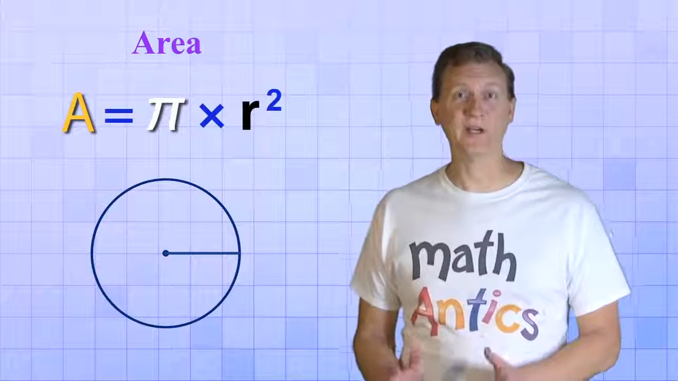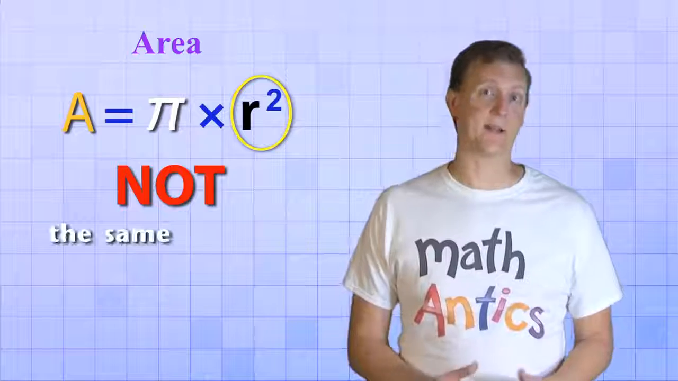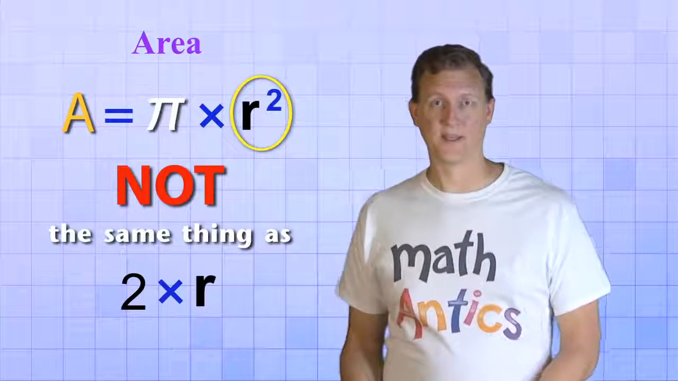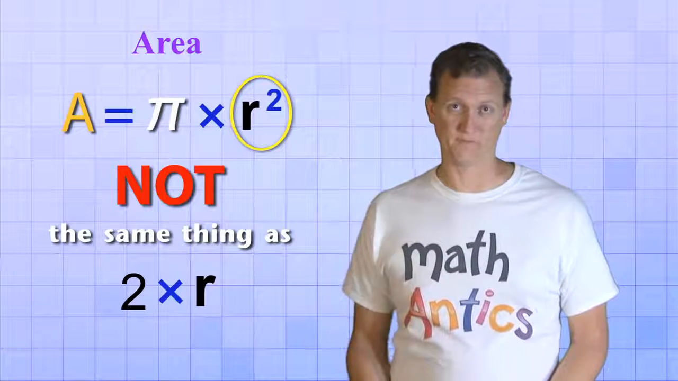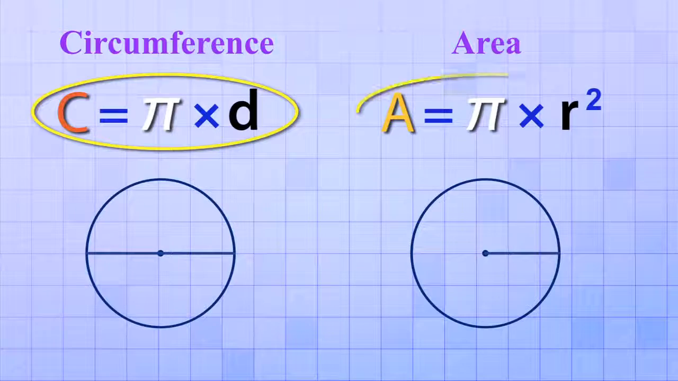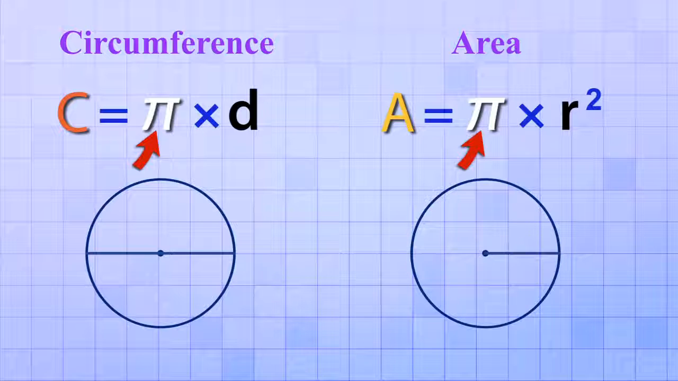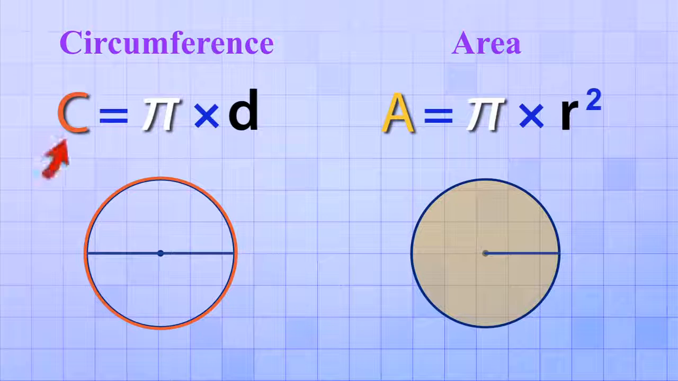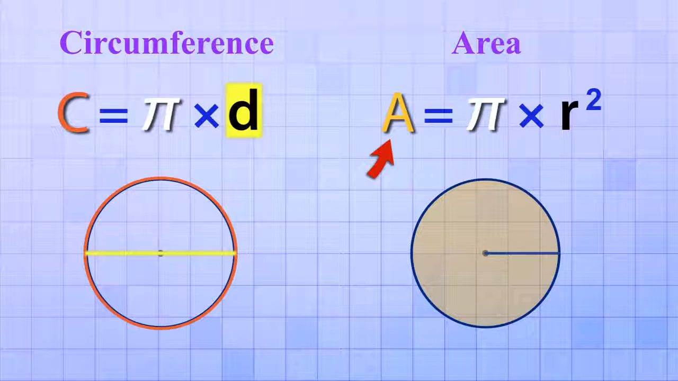Oh, and one really important thing to keep in mind is that r squared is not the same thing as 2 times r. That's a common mistake that students make when first learning how to find the area of a circle. And if we look carefully at both of our formulas, you'll see why. These two formulas have a lot in common. In each of them, you're multiplying pi by part of a circle to find either the circumference or the area. In the case of the circumference, you're multiplying pi times the diameter. And in the case of the area, you're multiplying pi times the radius squared.